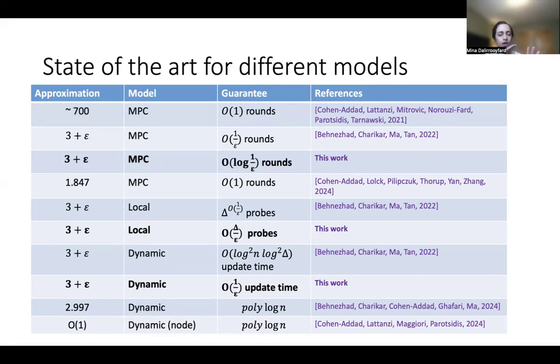So all of the algorithms with approximation factor around 3 come from Pivot. They are all modifications of Pivot.